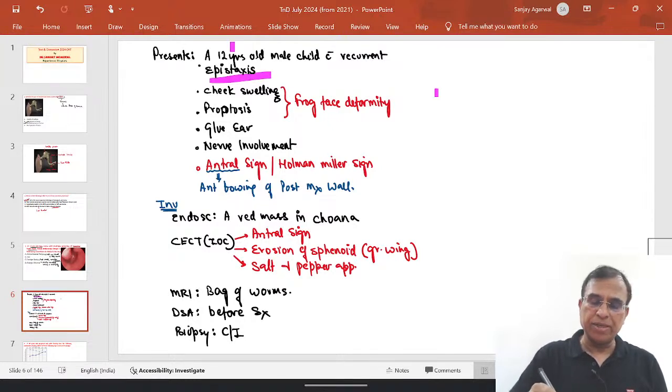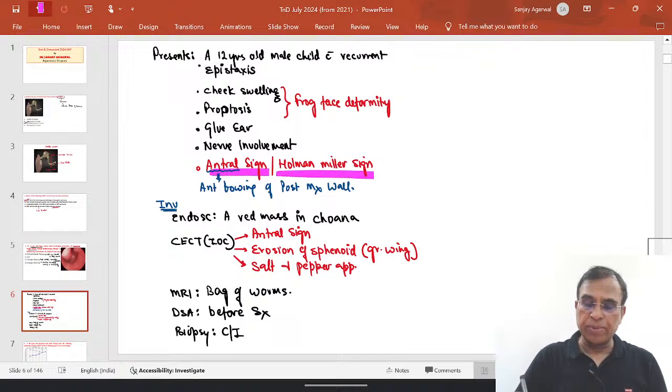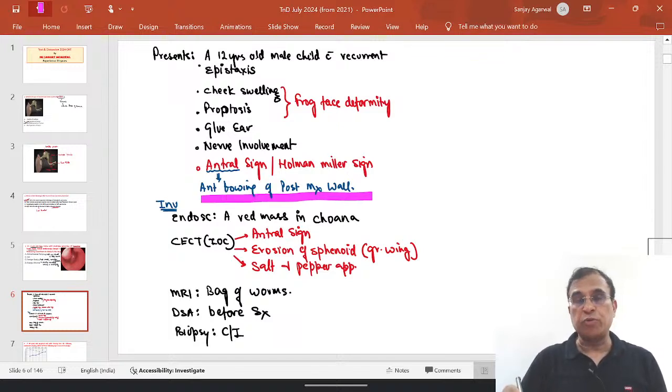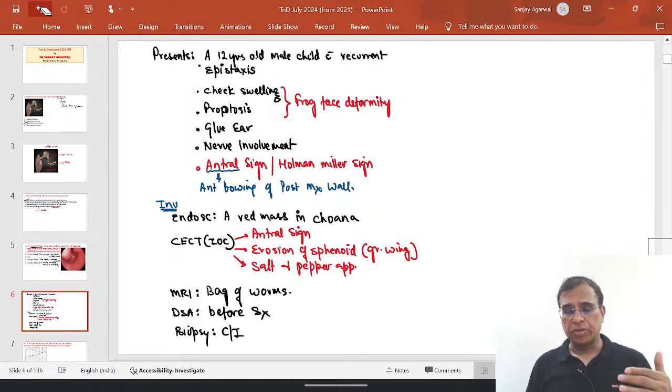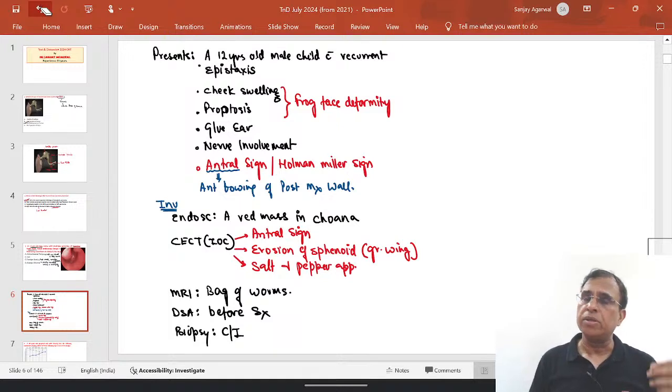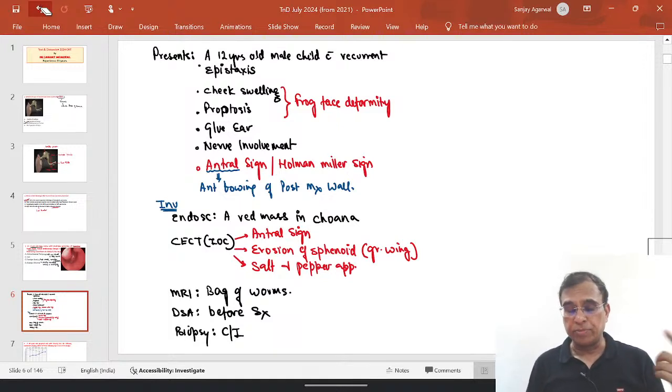Epistaxis is the most common complaint, but besides epistaxis, there can be cheek swelling, there can be proptosis. When cheek swelling and proptosis are together, it is called frog face deformity. Now frog face is a very important MCQ. Then there is antral sign, which is called Holman-Miller sign. This is another very important MCQ. Sometimes they ask you an image of this. So what is antral sign? In antral sign, there is anterior bowing of posterior maxillary wall. I'm sure you know this. It's kind of revision. Most of this information is very regular information. Most people know this. It's like a revision.